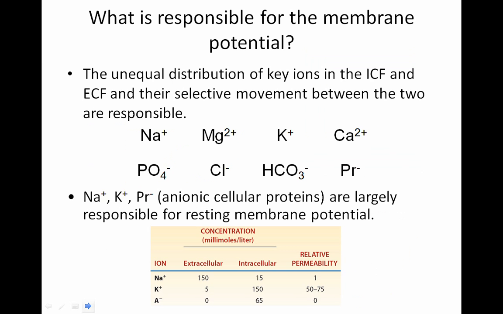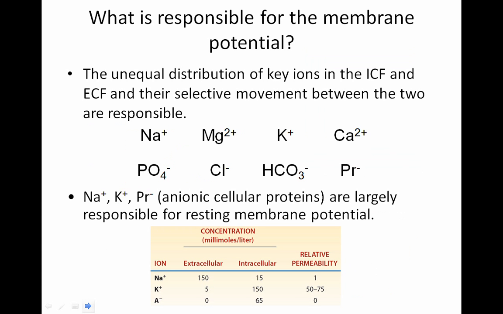Now, the ions that are responsible for this, it's because they're unequally distributed. We have sodium ions, magnesium, potassium, calcium, phosphate, chlorine, bicarbonate, and the PR minus is protons, or excuse me, not protons, proteins. Anionic proteins. Your textbook uses PR minus. The old textbook, the Sherwood textbook, if you have that, uses A minus. Either of those represent the exact same thing. Anionic proteins. Large, they're negatively charged, and don't have a lot of movement.